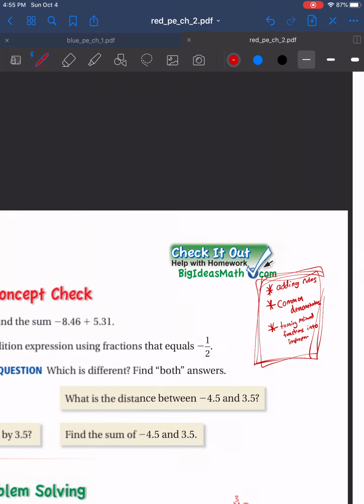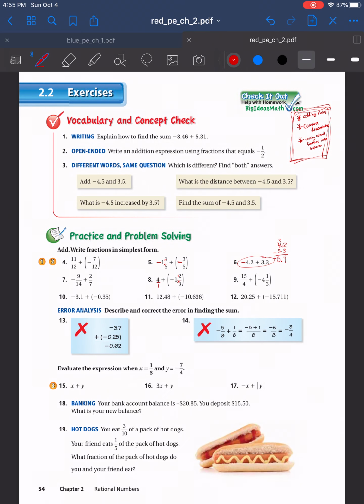If you do, you're going to mess up, okay? As you can see, it's a lot of stuff. It's a lot of adding. It's a lot of subtracting. It's a lot of decimals, fractions. You have to just be on your game, okay?